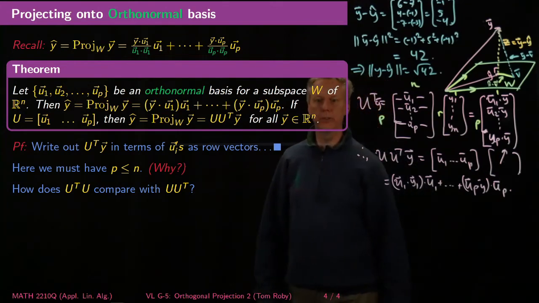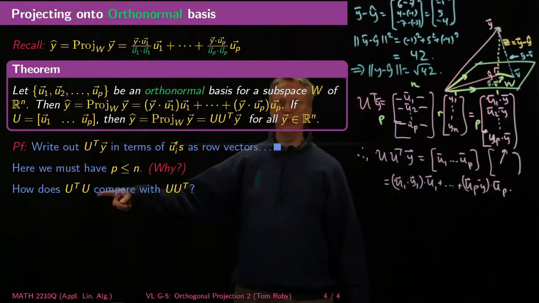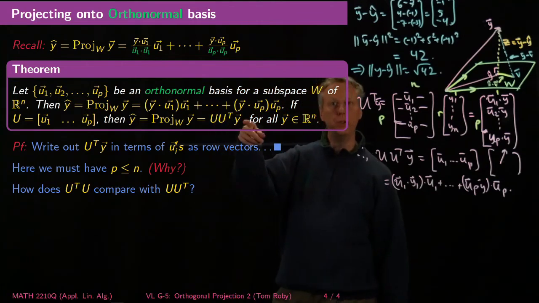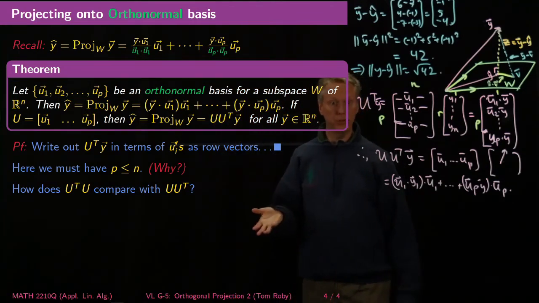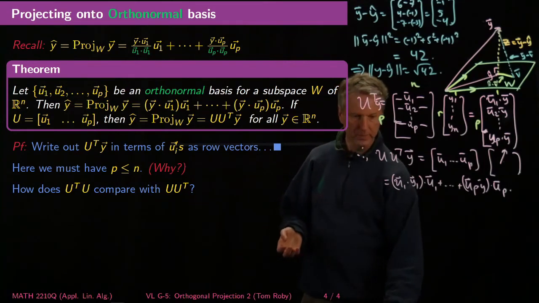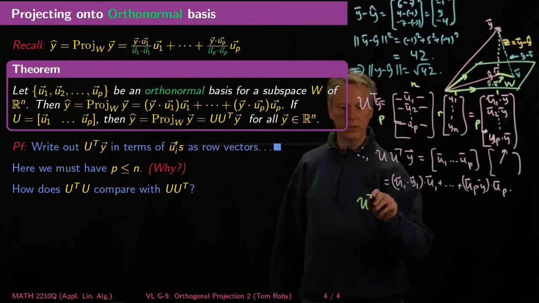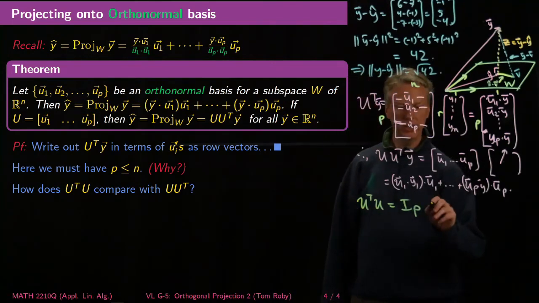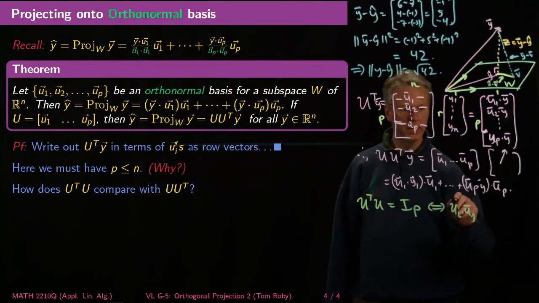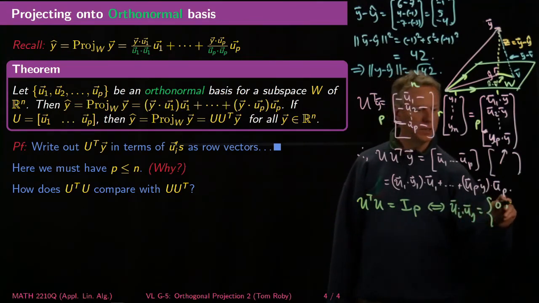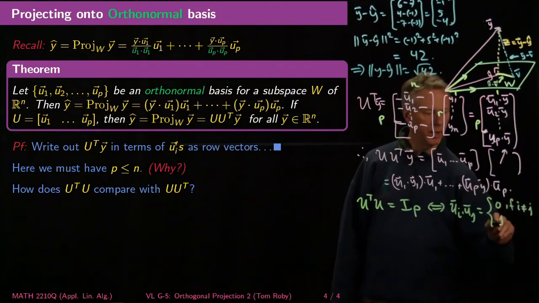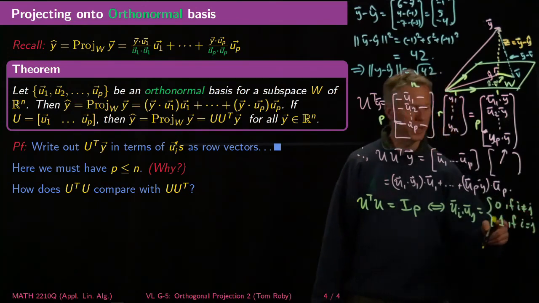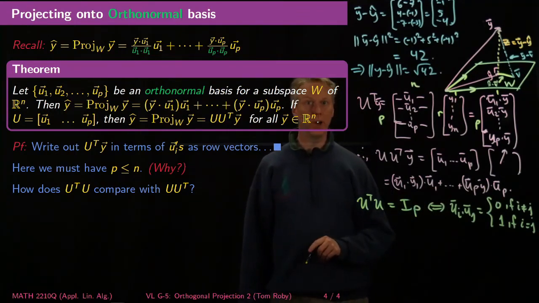And now, here's another interesting question. Let's think about U transpose U versus U U transpose, because here we have U U transpose. So U transpose U, as you may recall, for a matrix with orthonormal columns is actually equal to the p by p identity matrix. And that's really just equivalent to saying that when you take ui dot uj, you get 0 if i is not equal to j, and 1 if i is equal to j, right? And that's just how the identity matrix is defined.